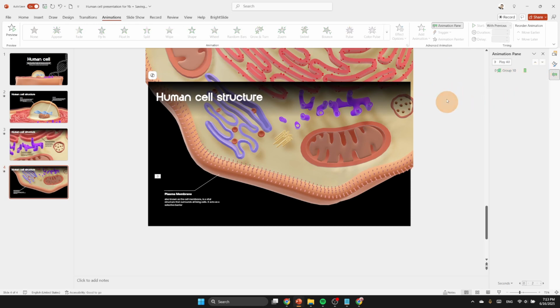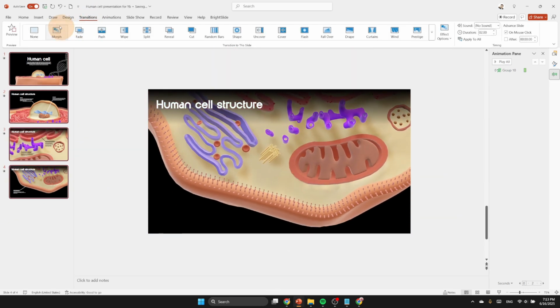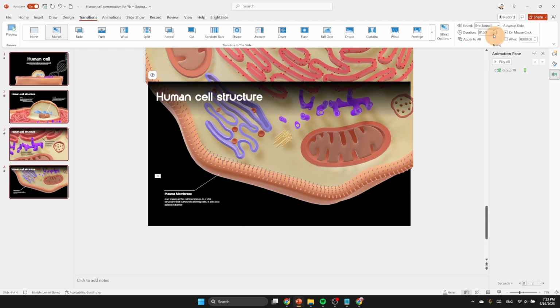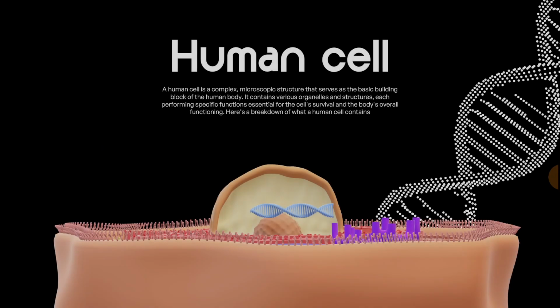And from here, we're gonna move to the second part of the animations, which is very simple, the morph transition. To do that, let's select all slides, then go to transition, then hit morph. And we need to adjust the duration to 1 second, and voila.